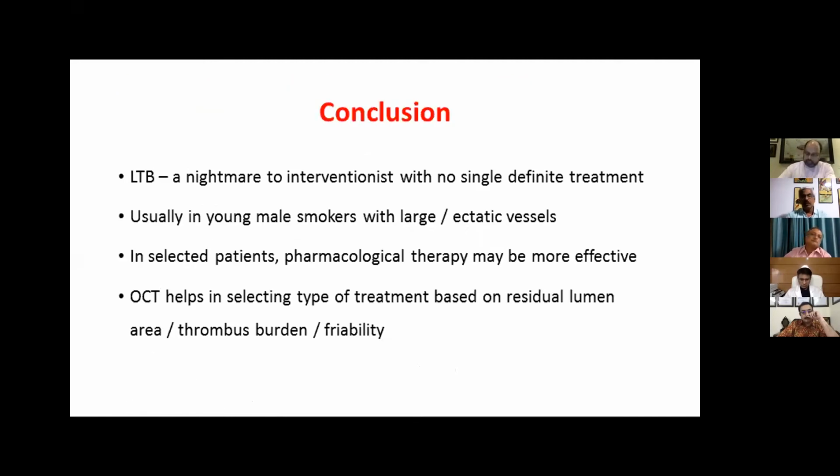So I think large thrombus burden is a nightmare. It's in young male smokers with large ectatic vessels. Pharmacological therapy is better, and we should not stent these patients. And use the OCT to guide your therapy and decide what sort of treatment to do.